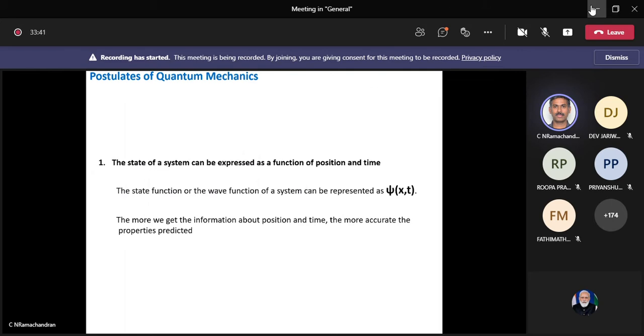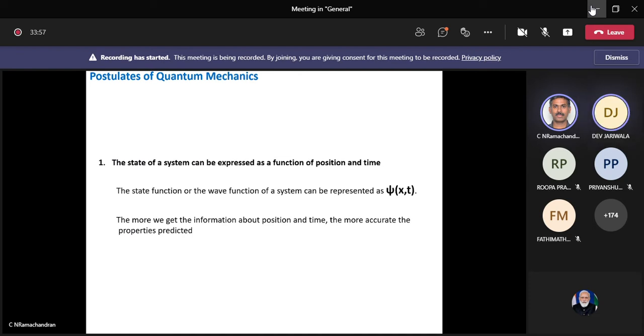Now, read that statement again. The state of a system can be expressed as a function of position and time. Now I think at least you are familiar with the statement and you know what it means to some extent, not completely.